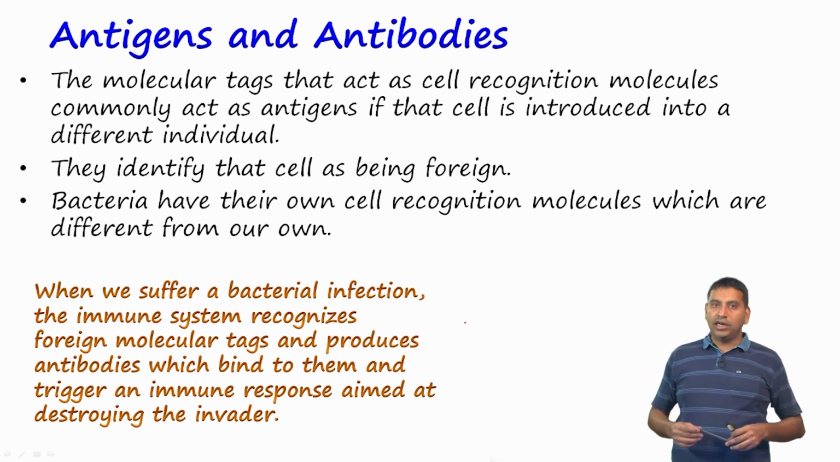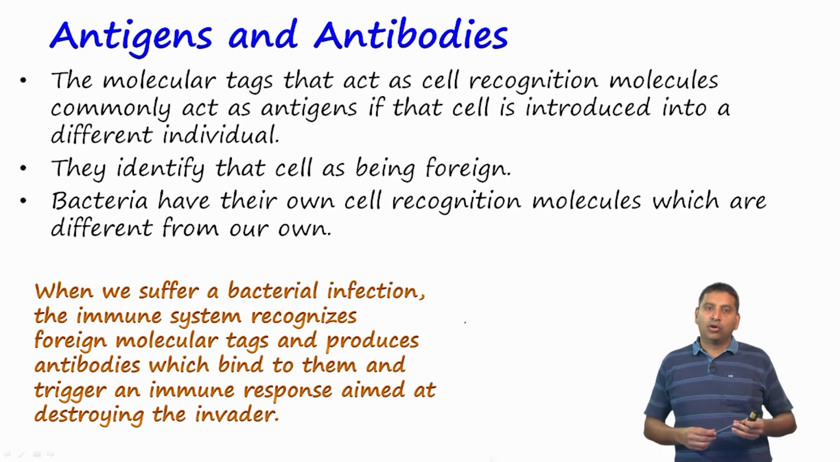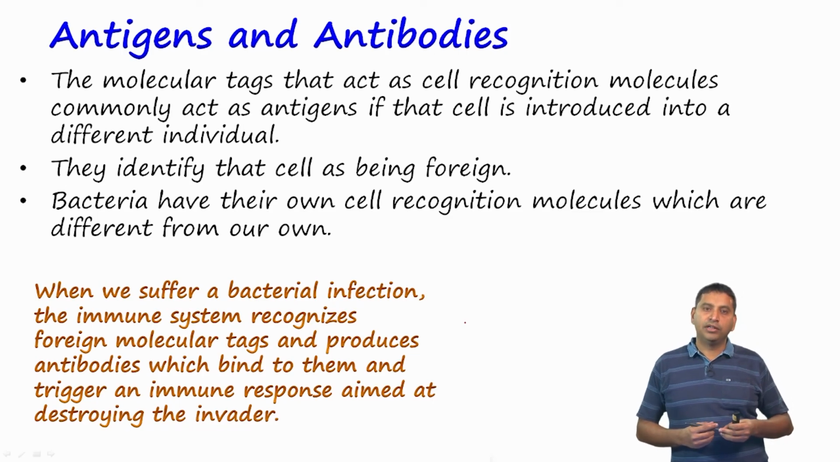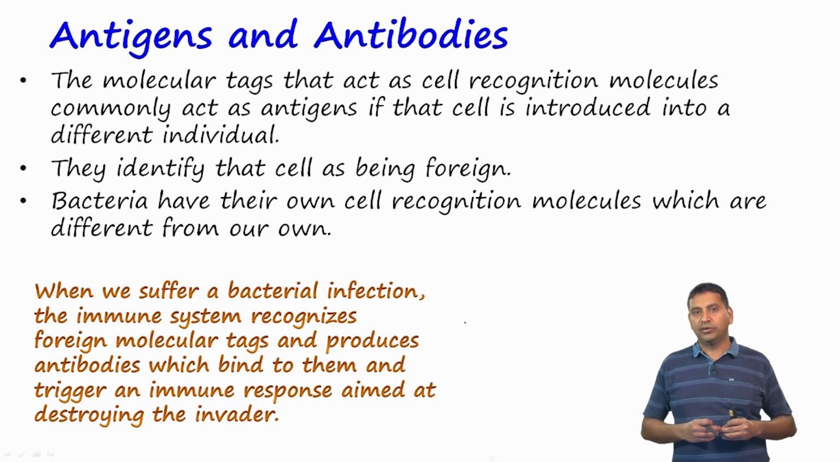Lastly, we are going to look at antigens and antibodies. We are not going to spend a whole lot of time on this, but these are basically tags that help with cell recognition. Antigens and antibodies help us understand if a cell is the same or a foreign cell. Bacteria have their own cell recognition molecules which are different from our own. So, we have a very complicated antigen-antibody system which can help with immune response.